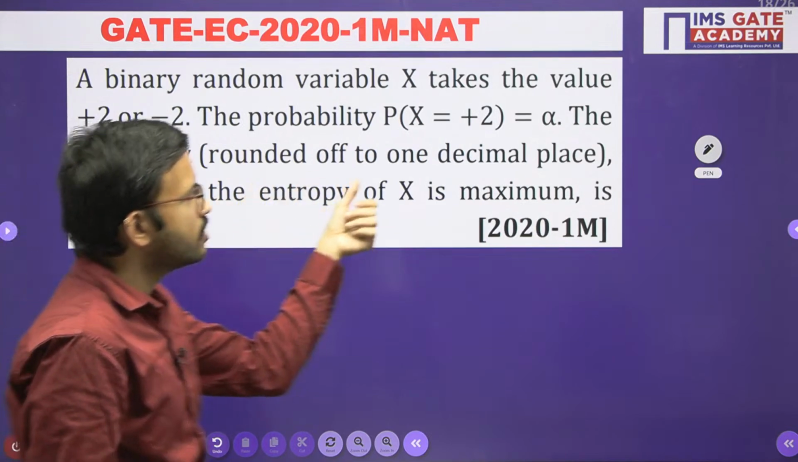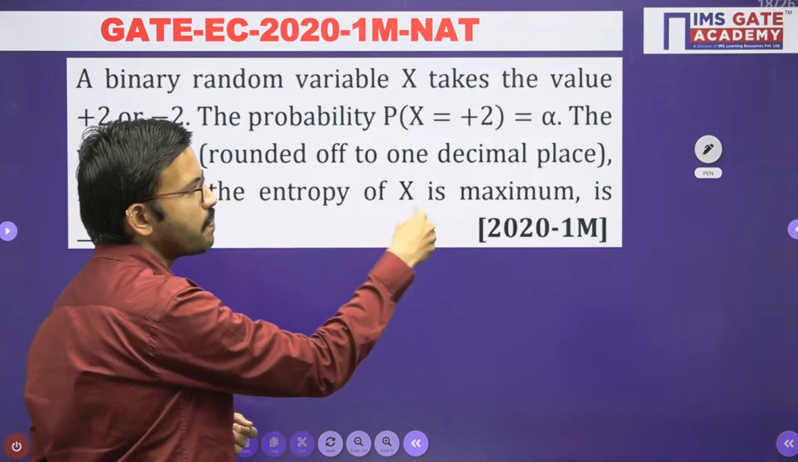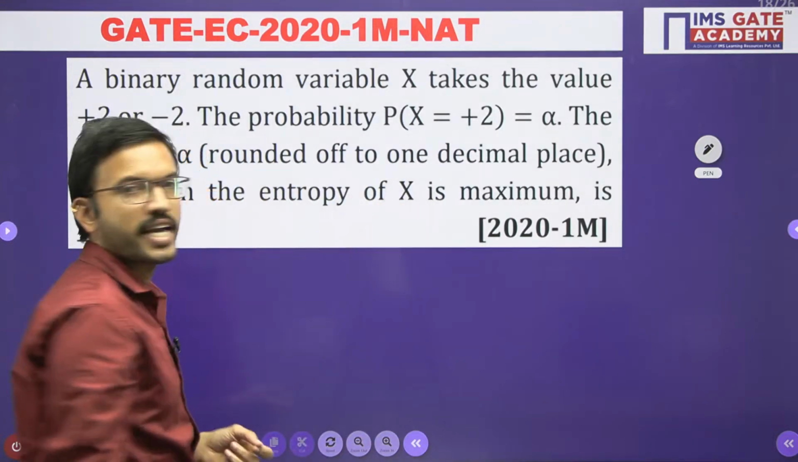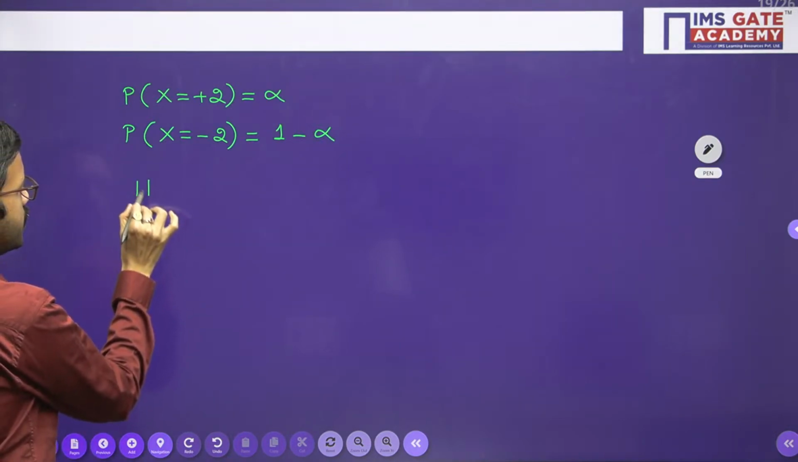You can round off to 1 decimal place, for which the entropy of X is maximum. Entropy of X is maximum. So I hope all of you know the formula regarding entropy.